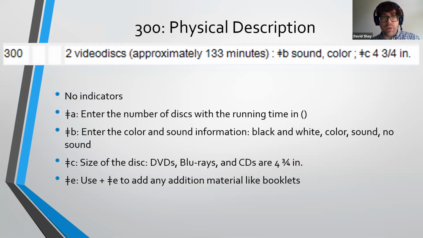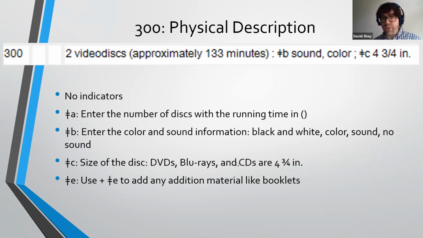300 physical description. There are no indicators. In your subfield A, you're going to want to enter your number of discs with your running time in square brackets. Here's where you're going to want to enter the entirety of your runtime, so approximately 133 minutes. Your subfield B is for some physical characteristics. So it has sound, it's in color. You could enter black and white, no sound, if you had a silent film in black and white.